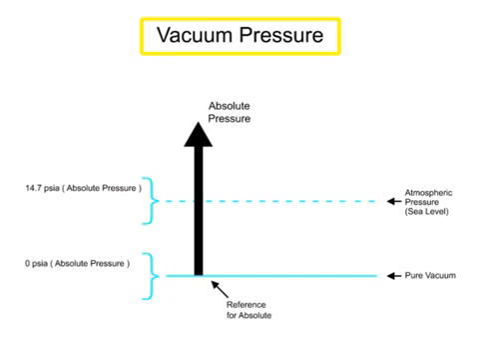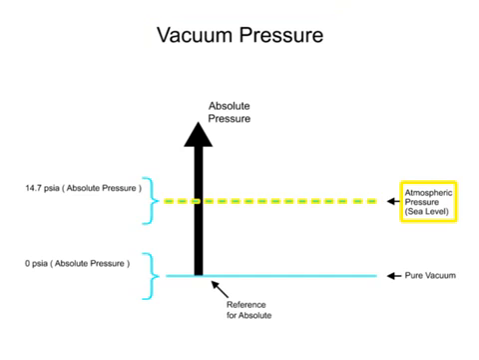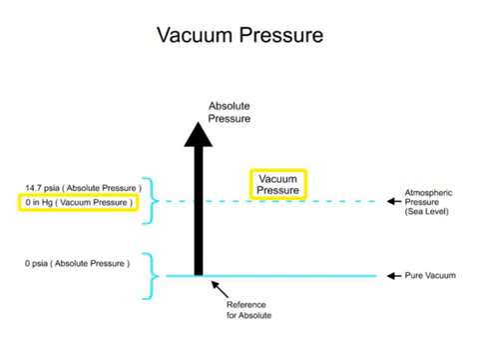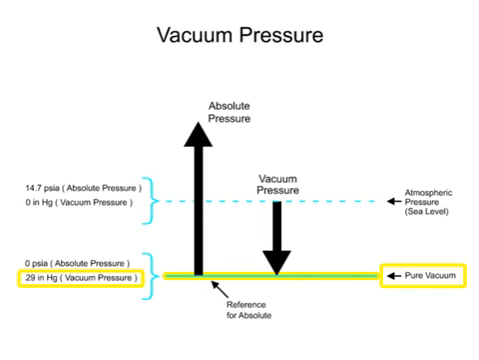For vacuum pressure, the scale begins at atmospheric pressure at sea level as the reference and ends at complete absence of pressure, or pure vacuum.